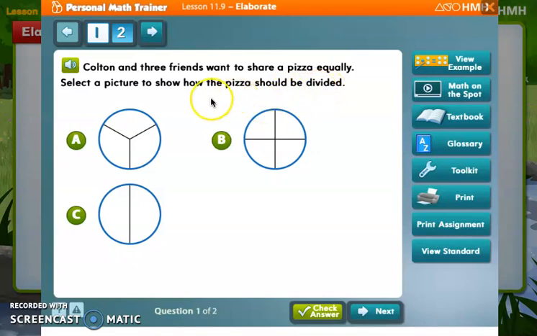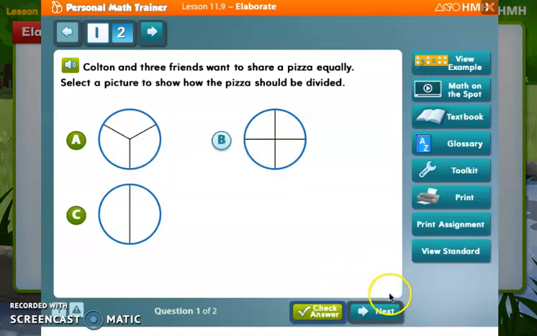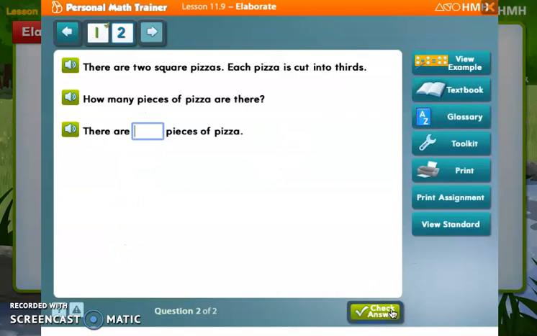So if we have 4 people and everybody wants an equal piece of pizza, we have to find a pizza that's cut into 4 equal pieces. So let's see, 1, 2, 3. That can't be it. 1, 2. That can't be it. 1, 2, 3, 4. So this has to be our answer. And let's check. Well done! Nice. All right, I'll move on to question number 2.